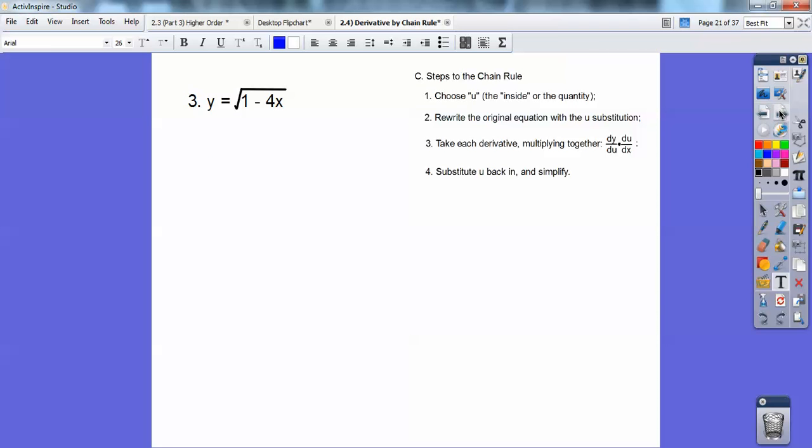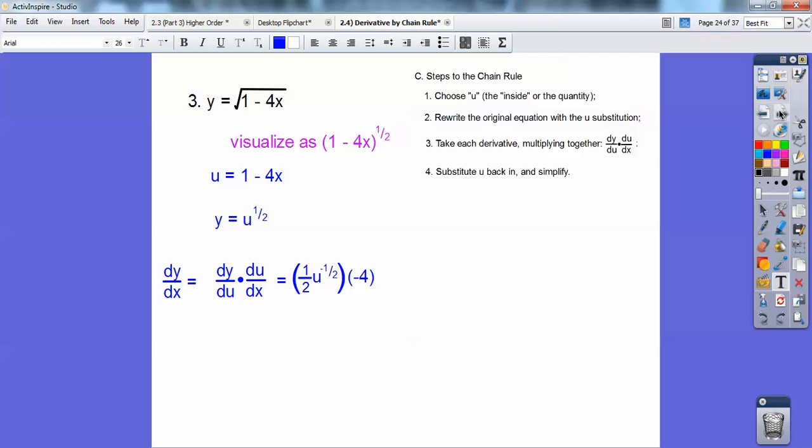Okay, u is the inside stuff, and I'm going to visualize this as a quantity to the 1/2 power. So u is going to be that 1 minus 4x, and I have y equals u to the 1/2. So dy dx is dy du times du dx. dy du is the derivative of y with respect to u, so this 1/2 comes down, and I take 1 off of 1/2 and it becomes negative 1/2. And du dx is the derivative of u with respect to x, so the derivative of this is negative 4. Then this 1/2 and this negative 4 becomes negative 2.